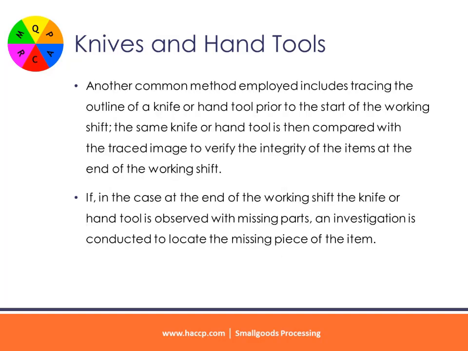Another common method employed includes tracing the outline of a knife or hand tool prior to the start of the working shift. The same knife or hand tool is then compared with the traced image to verify the integrity of the items at the end of the working shift. If, at the end of the working shift, the knife or hand tool is observed with missing parts, an investigation is conducted to locate the missing piece of the item.